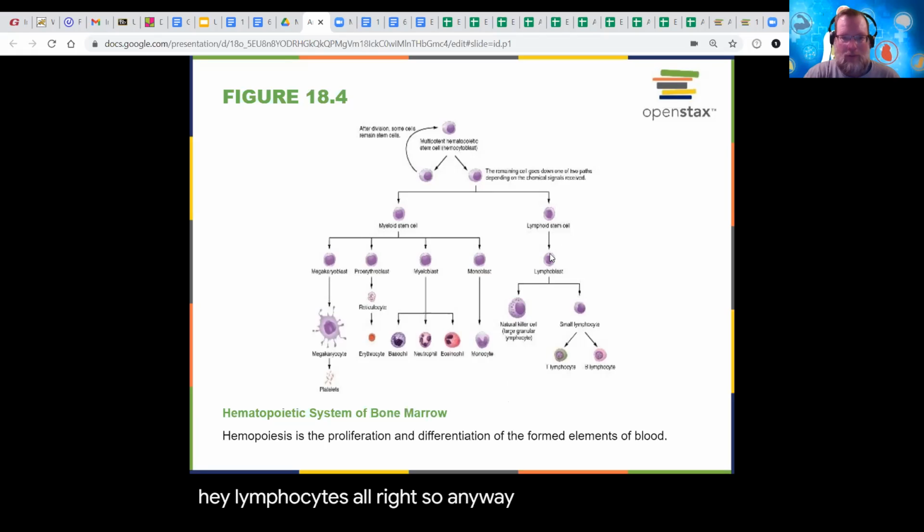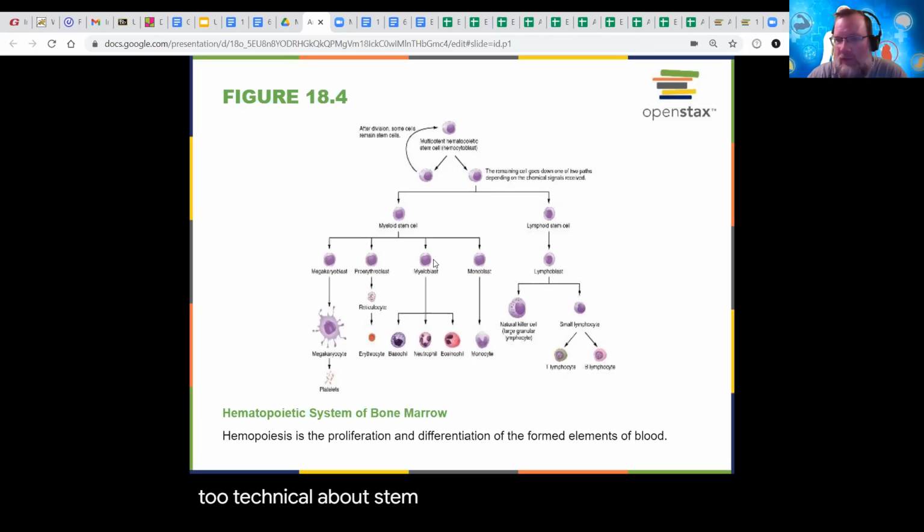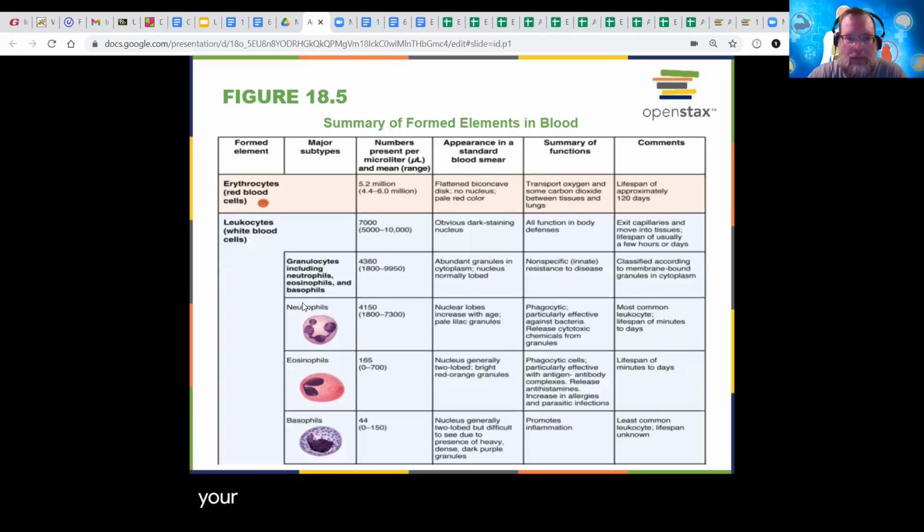So anyway, it shows we've got the T lymphocyte and the B lymphocyte, and another one over here called the natural killer cell. It comes from the thymus gland as well. Not to get too technical about stem cell stuff, but myeloid stem cells are going to be the bulk of your blood cells.